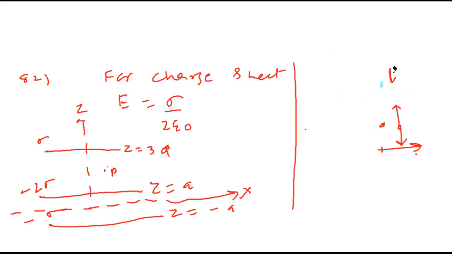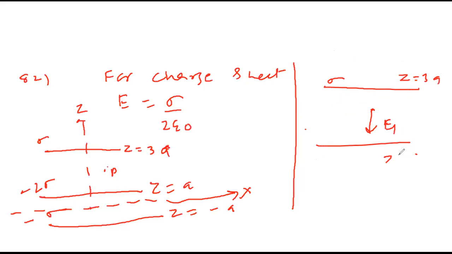Because if you know the direction, then only we can add or subtract. Z equals 3a, charge is positive, this is the point, this is E1. And for Z equals a, this is minus 2 sigma, so the intensity will be from P towards the charge, that is called inward. This much clear?